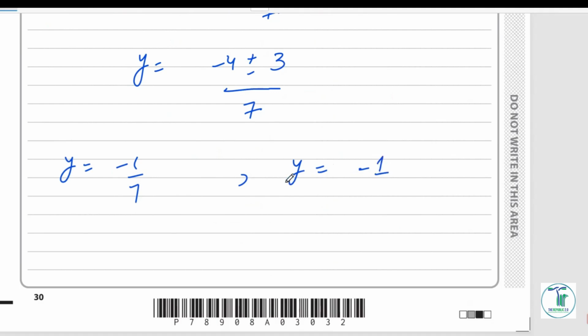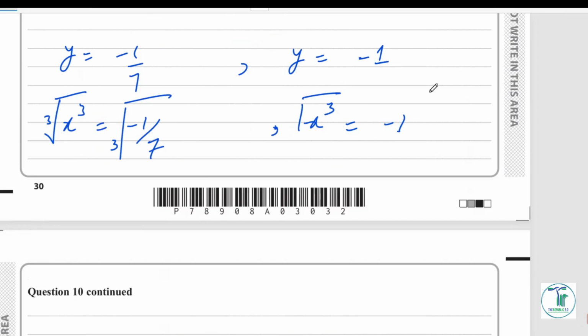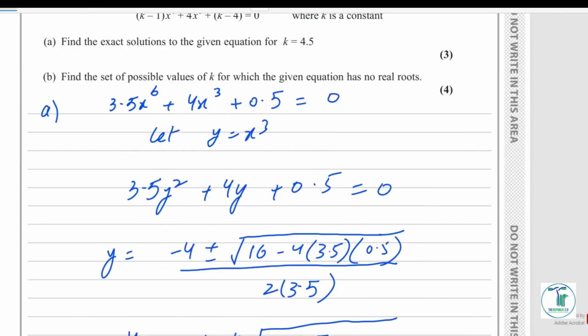Now I'm just going to plug the values back into it. So I supposed that y was equal to x cubed, right? So x cubed is equal to negative 1 by 7, and x cubed is equal to negative 1. Their answers are in the form of iota, so you can just simply keep them the same. So you've got the cube roots over here, and the cube roots over here. You can either solve them like this, or you can apply the formulas as well. So these are the possible answers for x.